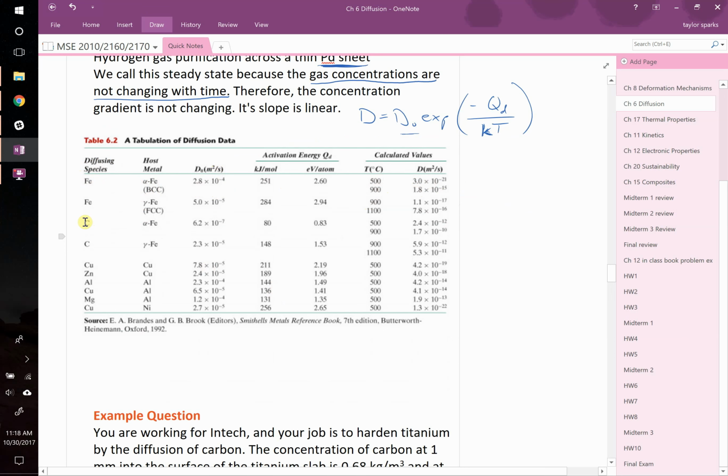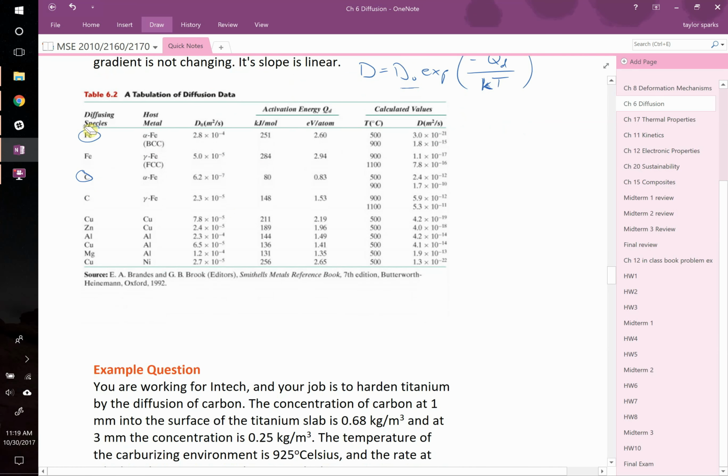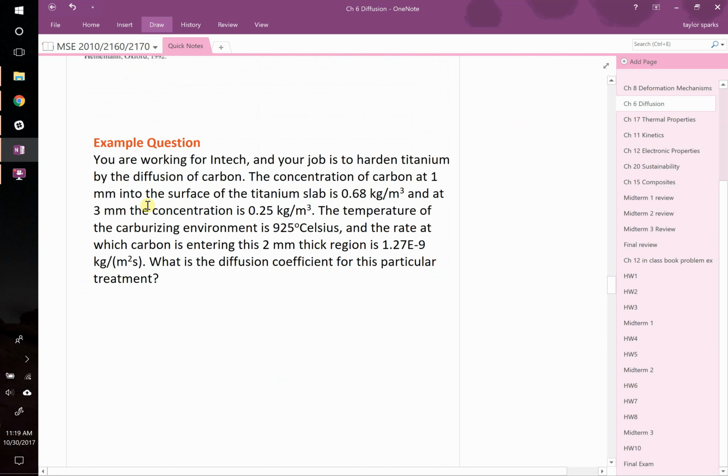If you're talking about carbon diffusing here, again, carbon is interstitial. So that's interstitial versus self-diffusion, basically. This one's going to be much faster. Yeah, sure enough, take a look at this. It's going to be much faster, okay? And then you could even talk about carbon diffusing in ferrite versus austenite. And again, it's going to be faster for the carbon in the more open lattice. Okay, so let's do an example.